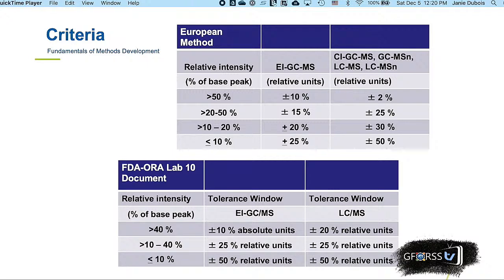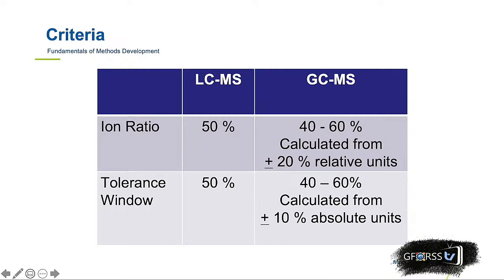These 2 tables compare criteria from the European methods and from the US FDA. We will review these in more detail in the in-person section of this course. There are also quantitative criteria associated with the ion ratios. If the ion ratio is not similar under the same ionization conditions, there is a good likelihood that the compounds are not the same, even if they share a precursor and a product ion.